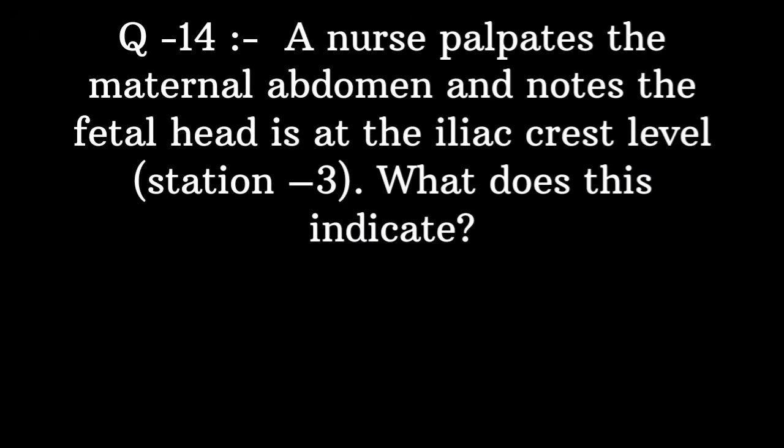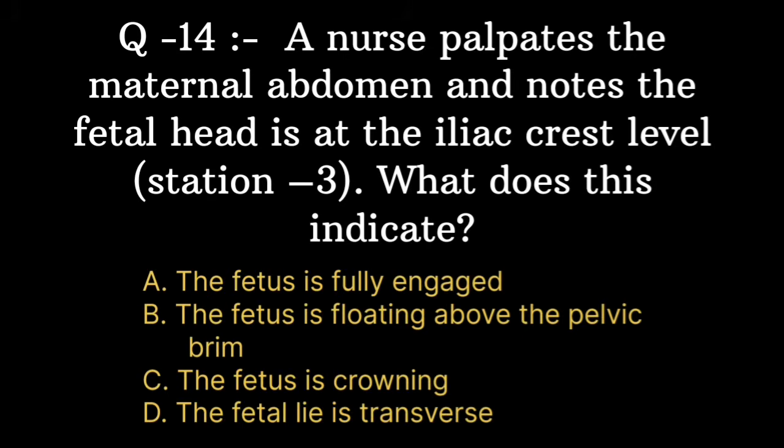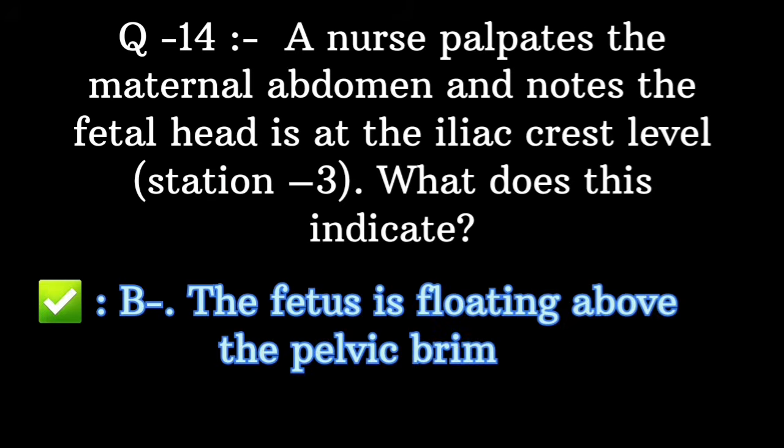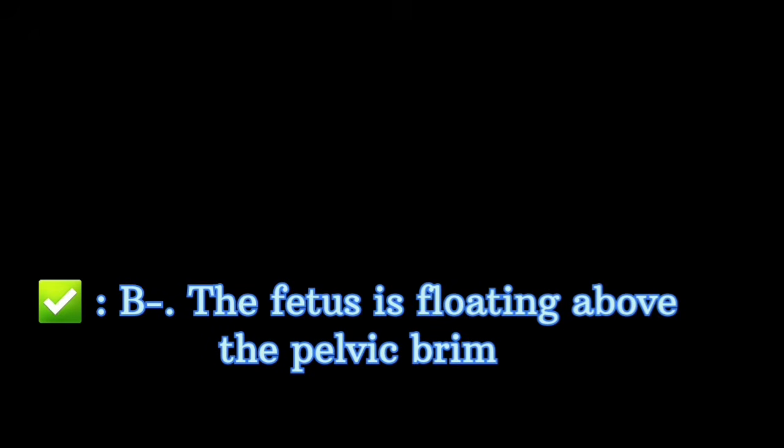Question number 14. A nurse palpates the maternal abdomen and notes the fetal head is at the iliac crest level, that is station -3. What does this indicate? Options: A. The fetus is fully engaged. B. The fetus is floating above the pelvic brim. C. The fetus is crowning. D. The fetal lie is transverse. The correct answer is option B. The fetus is floating above the pelvic brim.